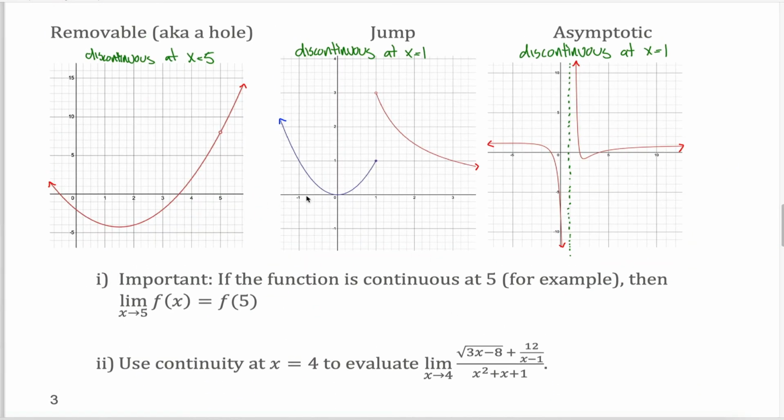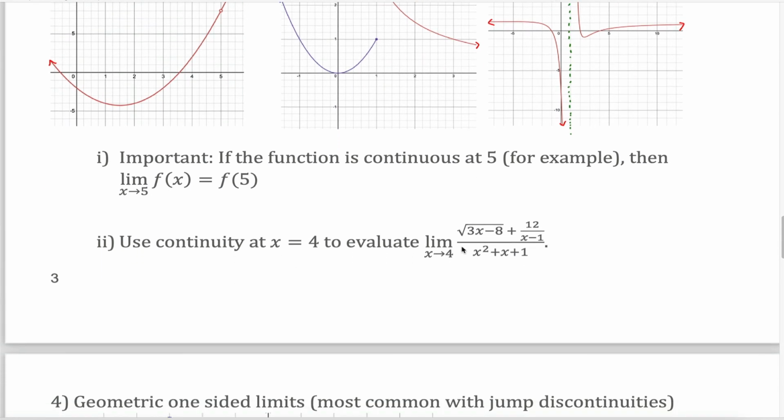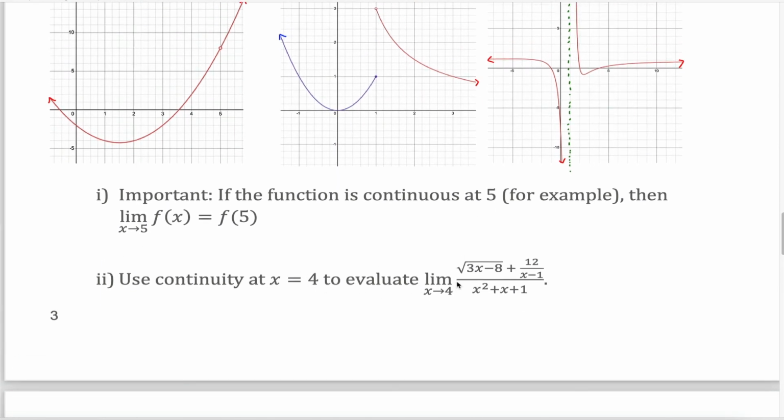So in this video, I want you to understand the different types of discontinuities, and then also understand that if you're lucky enough to be asked to solve a limit at a point where the function is continuous, which is what is implied in this wording here, use continuity at x equals 4 to evaluate the limit as x approaches 4 of this huge mess, it's super easy. Just think about this thing like a function. I don't know, maybe I'll call it h of x just to give it a name. h of x would be the square root of 3x minus 8, plus 12 over x minus 1, divided by x squared plus x plus 1. I purposefully made this as ugly looking as I could so you'd think this would be a super hard problem.